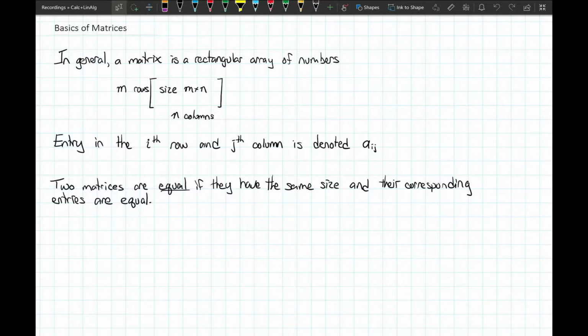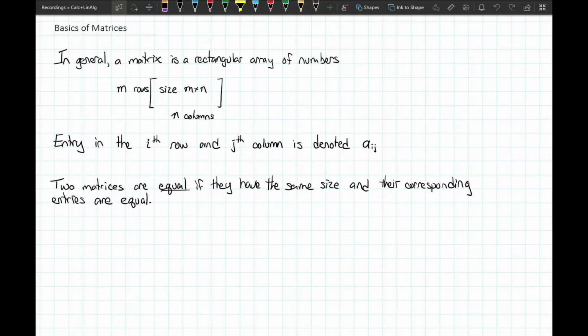Now, if we have two matrices, we can compare them. The only way that two matrices are equal is if they have exactly the same size. A 3 by 4 must equal another 3 by 4 matrix, and their corresponding entries must be equal. So a_11 must be equal to b_11 of the other matrix, and a_12 needs to be equal to b_12 of the other matrix. Again, we use lowercase letters typically for entries, and we tend to use uppercase letters to represent matrices.